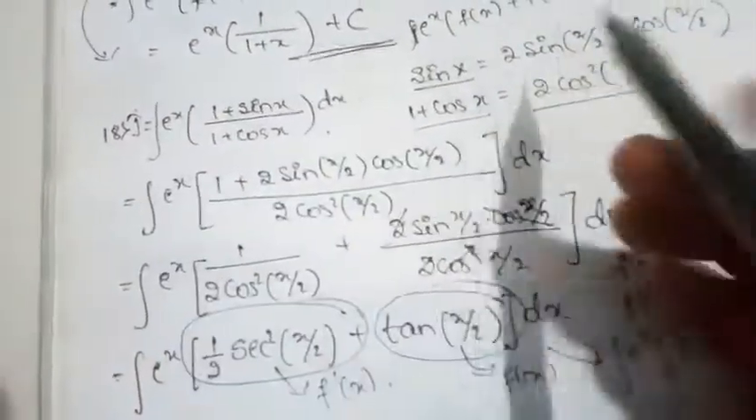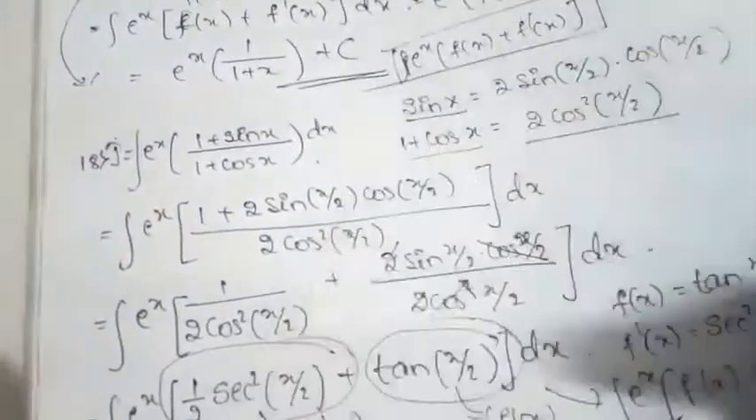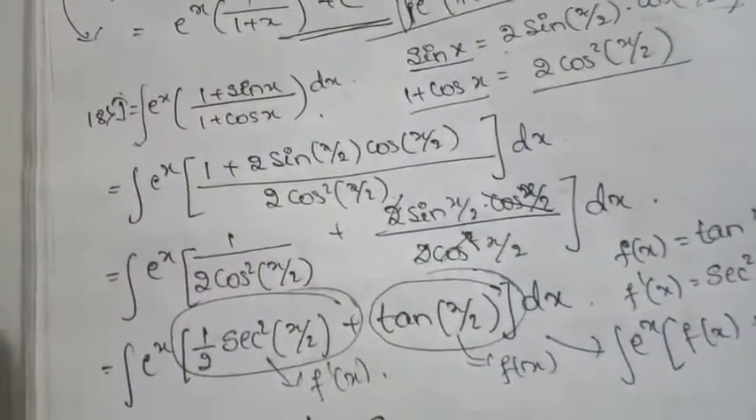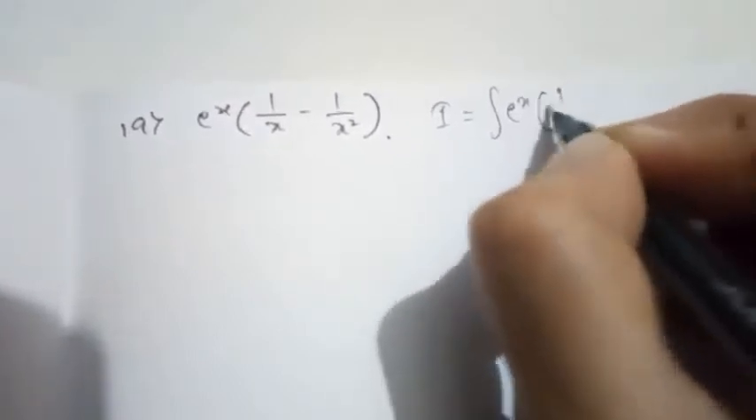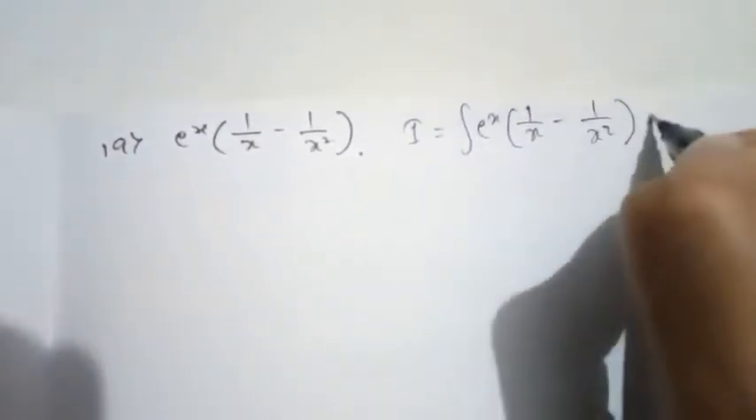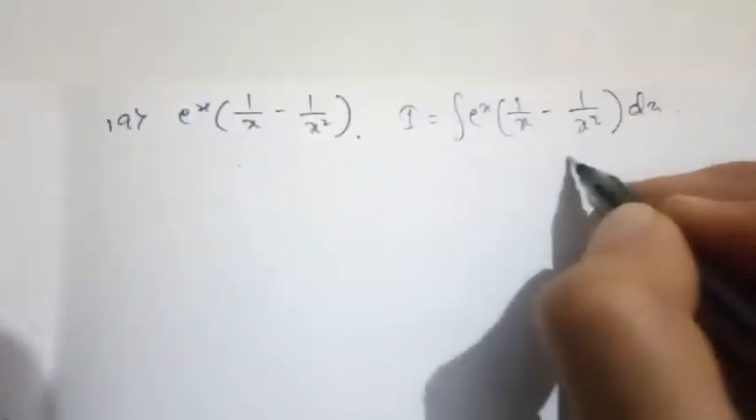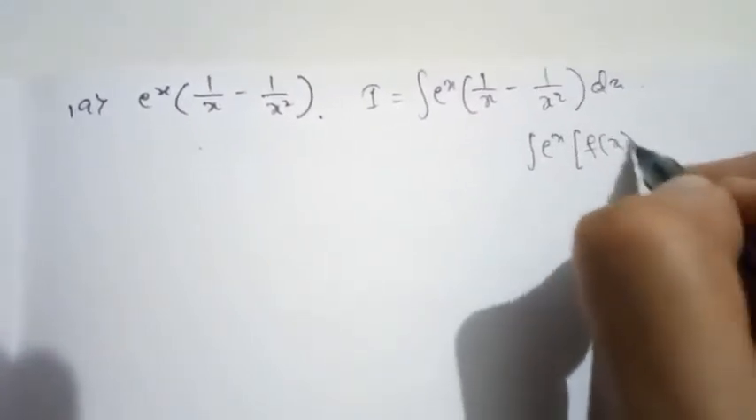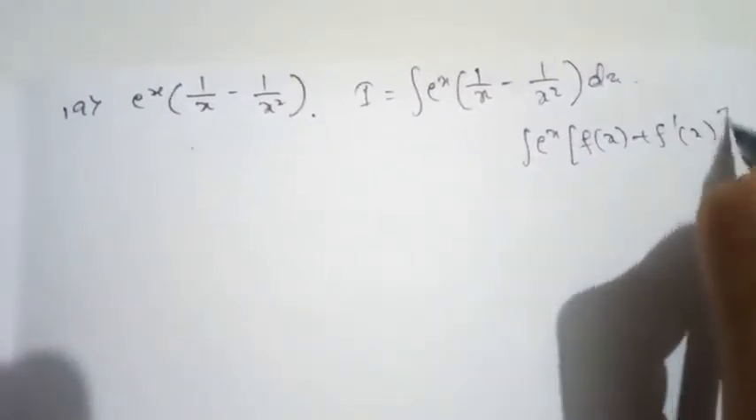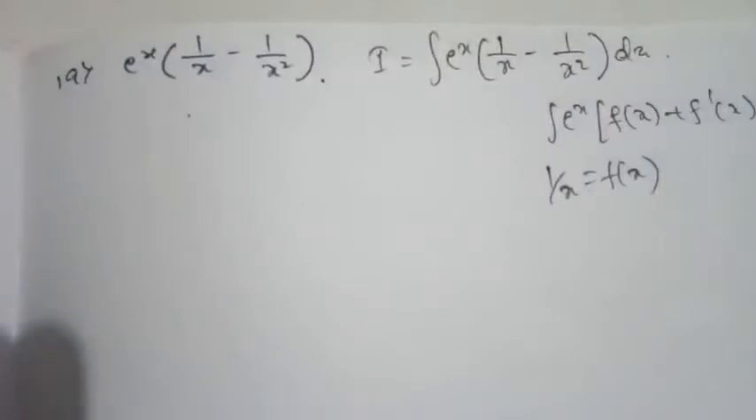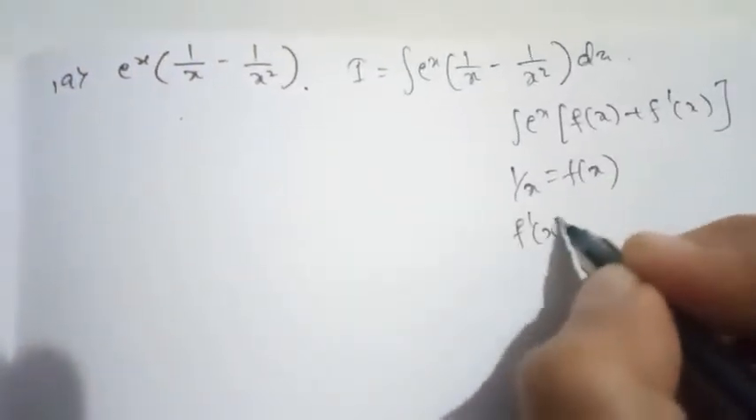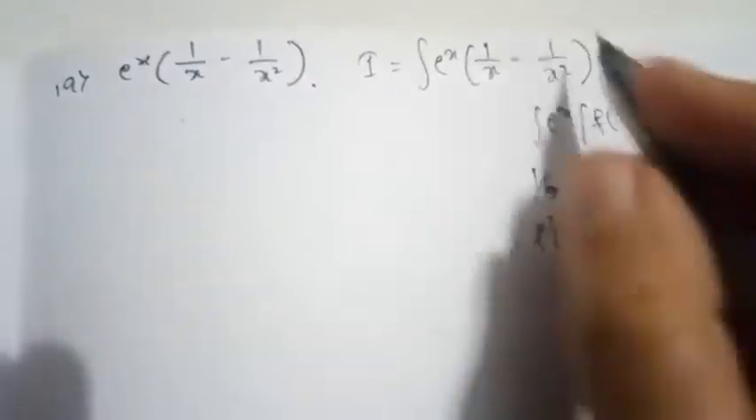So here the question was in the form of integration of e^x into f(x) plus f'(x). The next question is e^x into 1 by x minus 1 by x². I am taking this one as equal to I. So this question is a direct thing. I hope everyone can see which is our f(x) and which is our f'(x). Clearly this question is in the format of integration of e^x into f(x) plus f'(x), because if I consider 1 by x as f(x) and differentiate, 1 by x gives f'(x) as minus 1 by x², which is here itself.